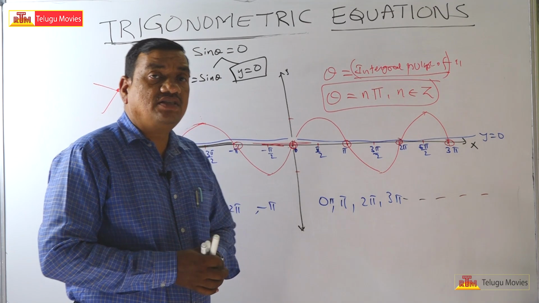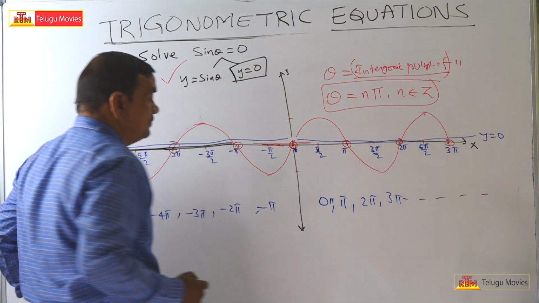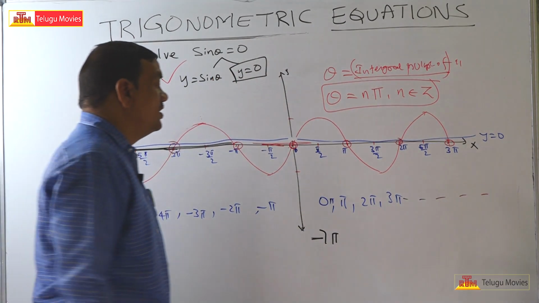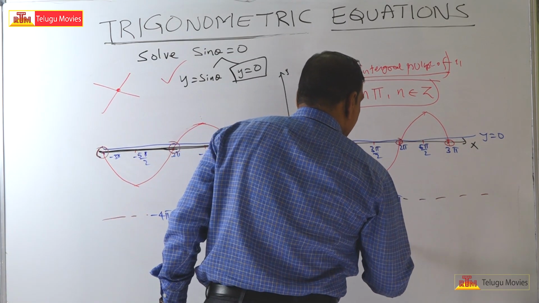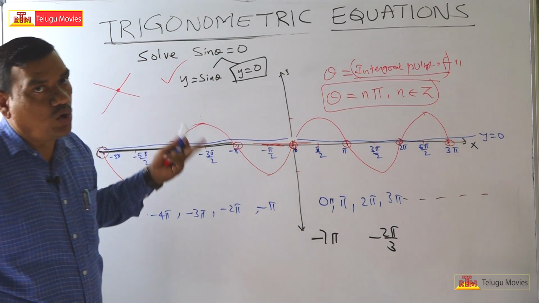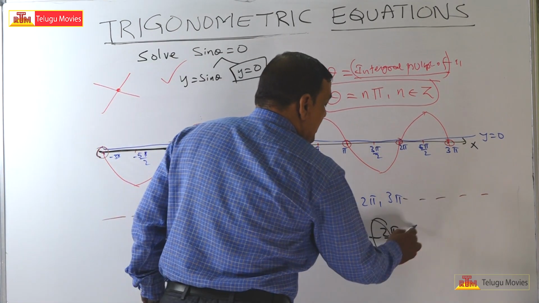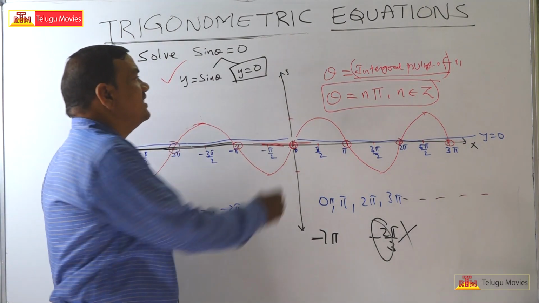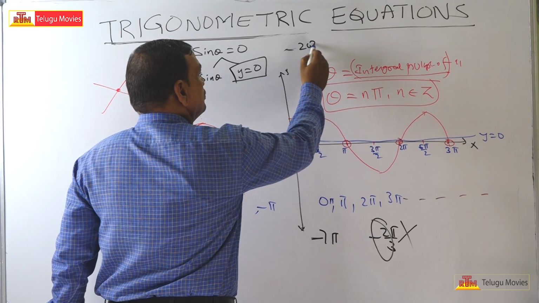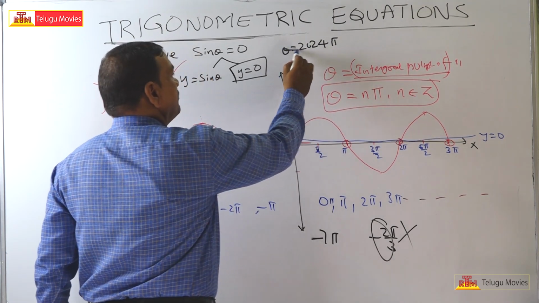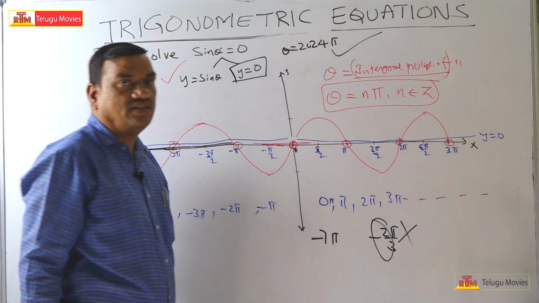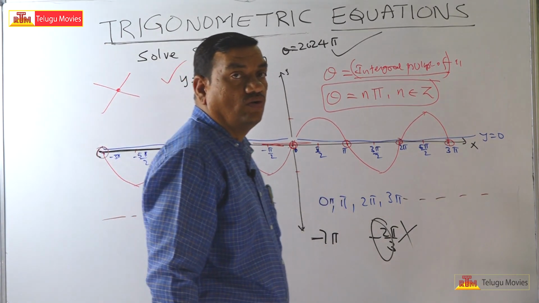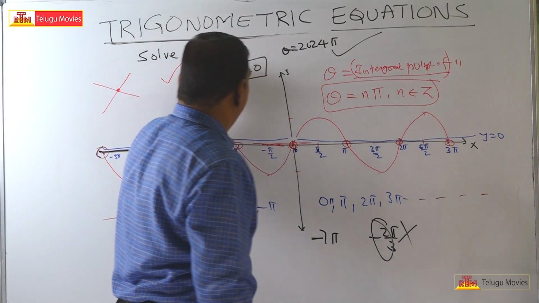Understand? From this, can you say that minus 7 pi is a solution for this equation? Yes, it is a solution. Can you say that minus 2 pi by 3 is a solution for this equation? No. Why? Because minus 2 by 3 is not an integer. Can I say that minus 2024 pi is a solution for this equation? Yes, it is a solution. So all integral multiples of pi become the solution this way.